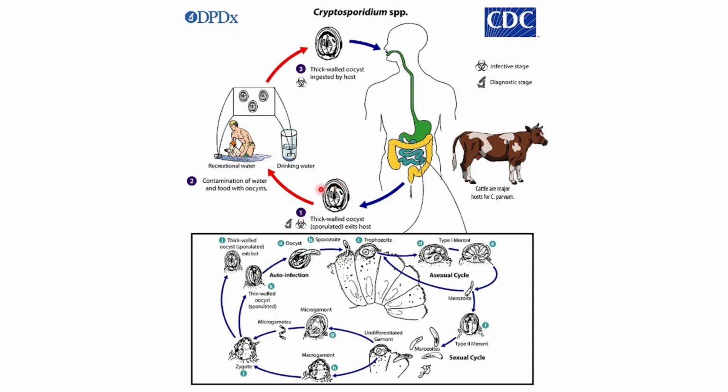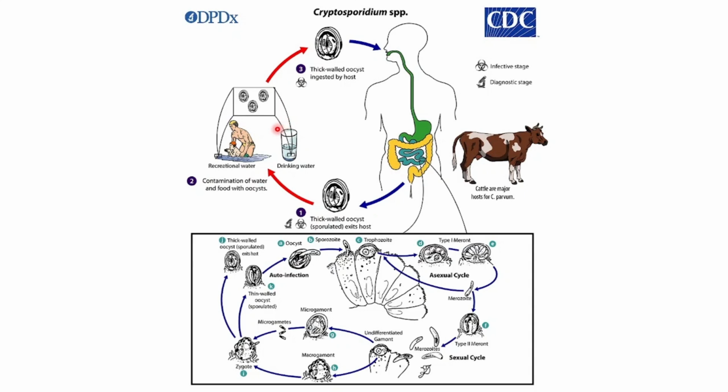Following ingestion and possibly inhalation by a suitable host, excystation occurs. Now what is excystation? The sporozoites are released, and these parasitize the epithelial cells of the gastrointestinal tract and possibly the respiratory tract.